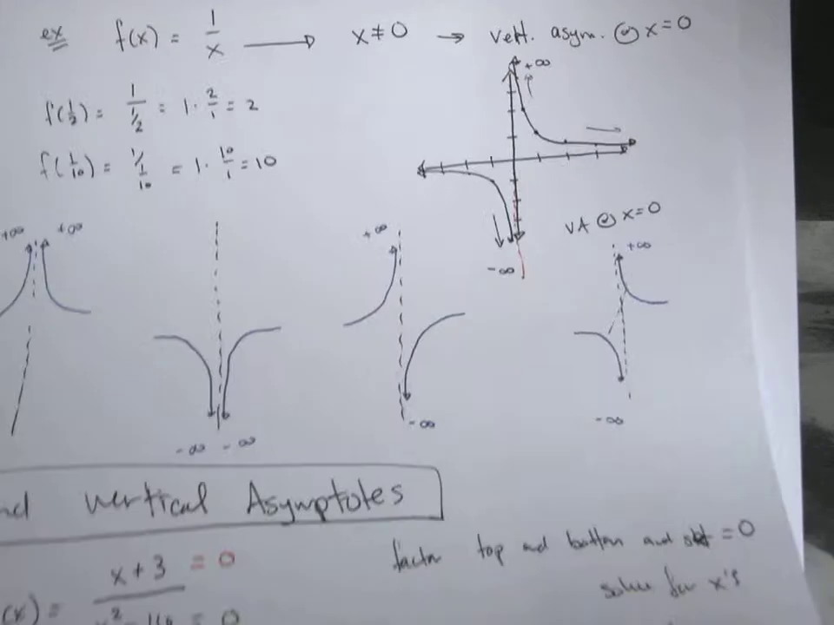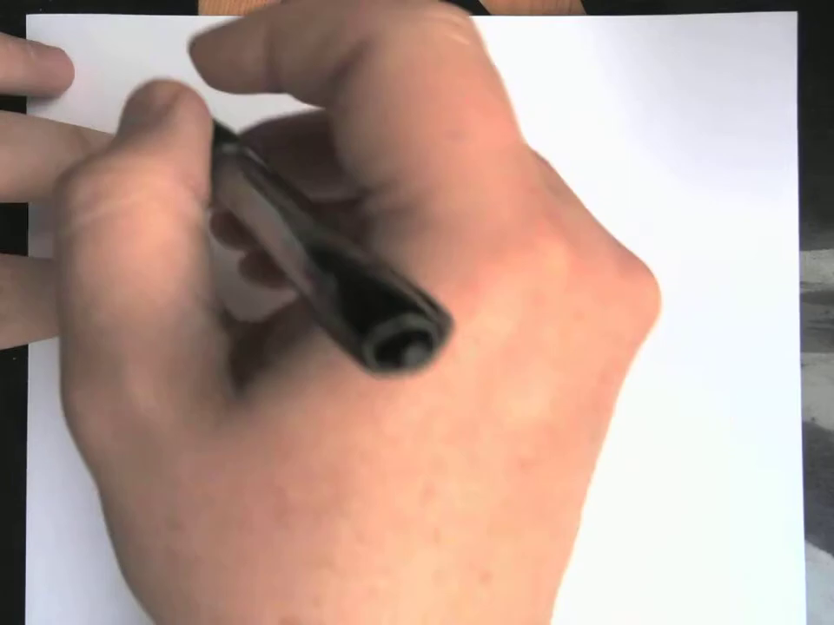Shift to a new page. Pardon my hand stuff. So same thing, let's find the vertical asymptotes.